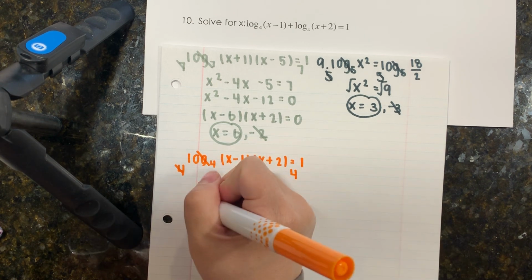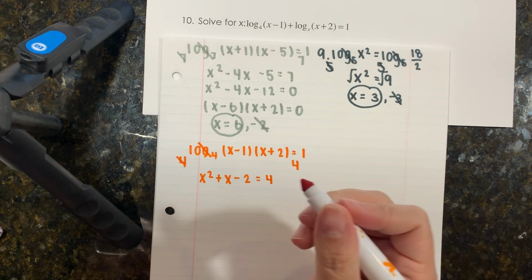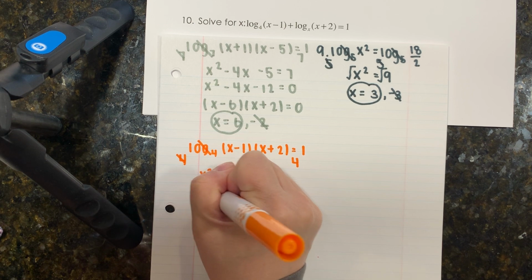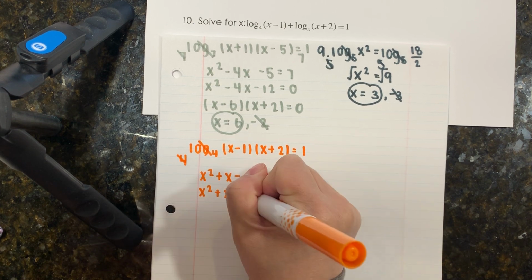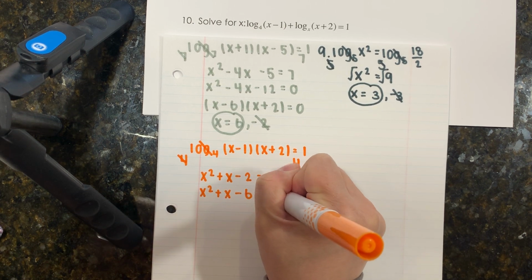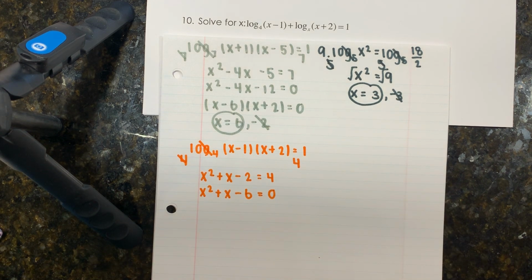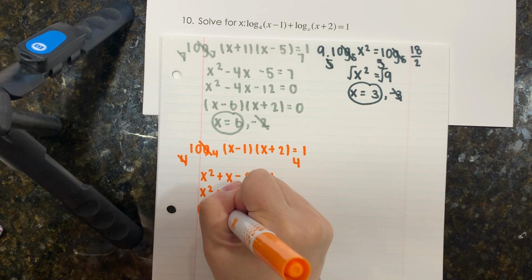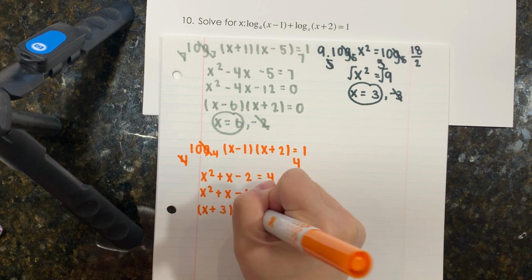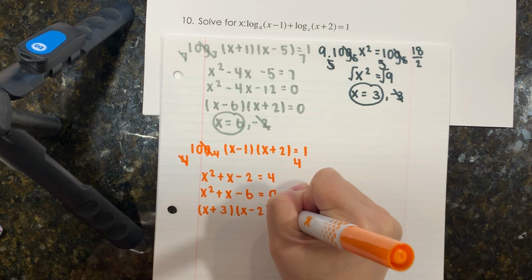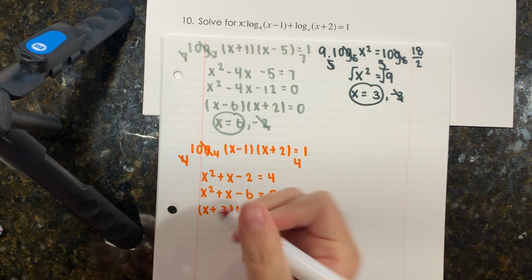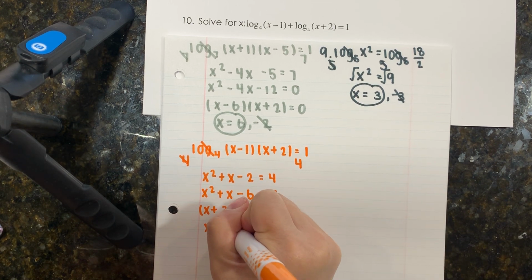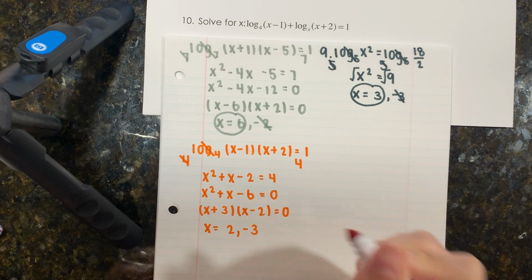Now if I bring this 4 to the other side, I'm going to get x squared plus x minus 6 is equal to 0. And that also factors evenly into x plus 3, x minus 2, which means I have two results for x. I have x is equal to 2, and then x is equal to -3.